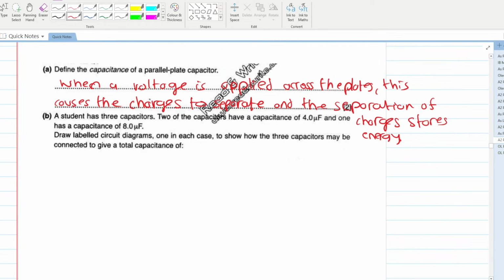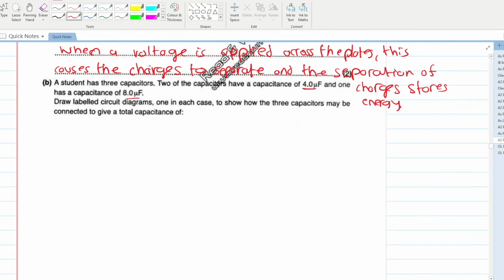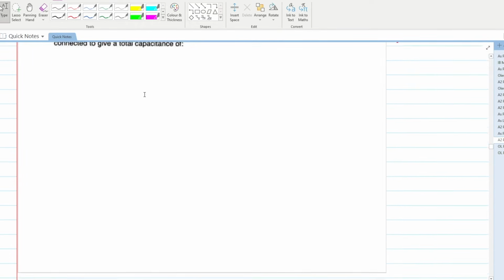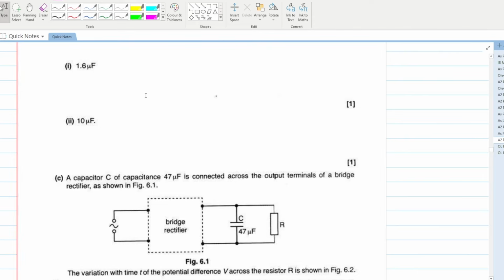A student has 3 capacitors. 2 of the capacitors are 4 microfarads and 1 is 8 microfarads. Draw labeled circuit diagrams, one in each case, to show how the 3 capacitors may be connected to give a total capacitance of, let's see, 1.6 microfarad. How will you place the 3 capacitors? You can connect all the 3 capacitors in parallel. 8, 4 and the other 4 will be connected to give a combined value of 1.6.